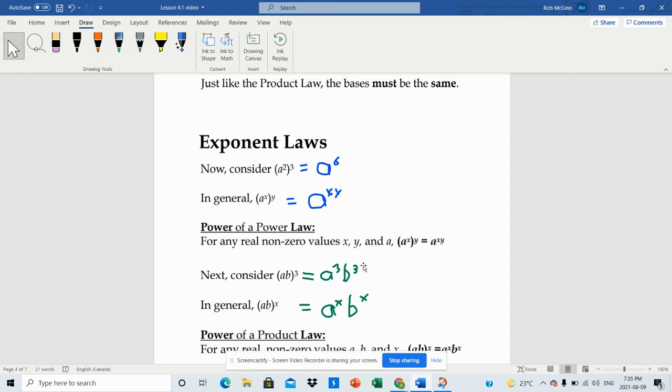In general, for any terms in brackets, ab raised to the exponent x, we're going to just distribute that exponent to every term inside the bracket. So a to the x times b to the x.